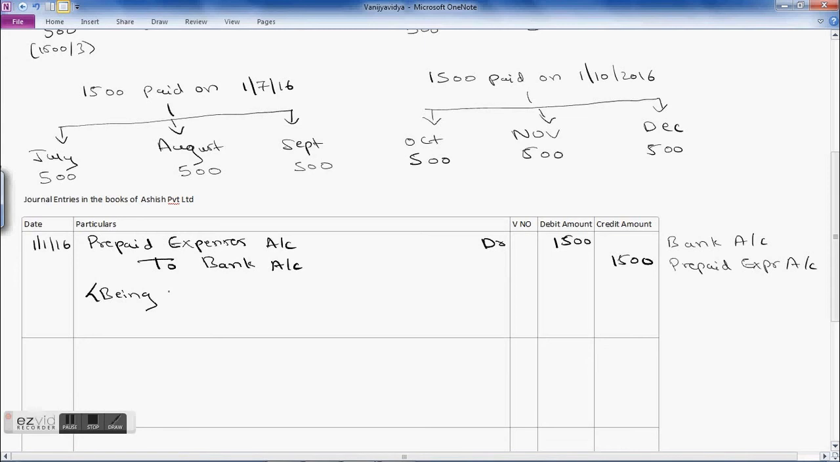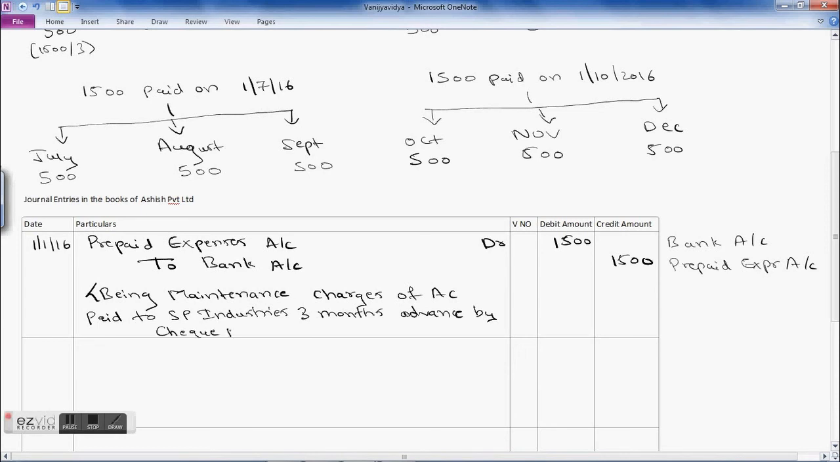Being maintenance charges of AC paid to SP Industries, 3 months advance, by check number so and so, dated so and so.